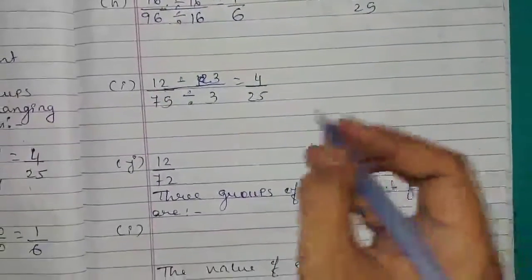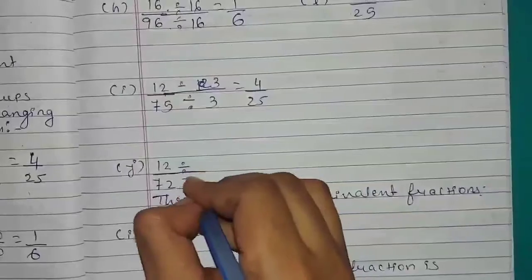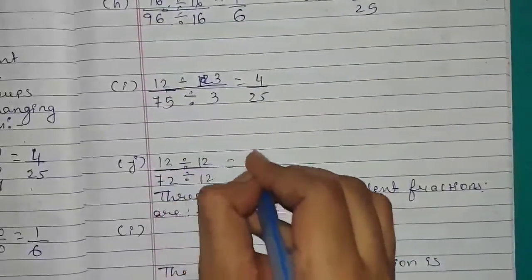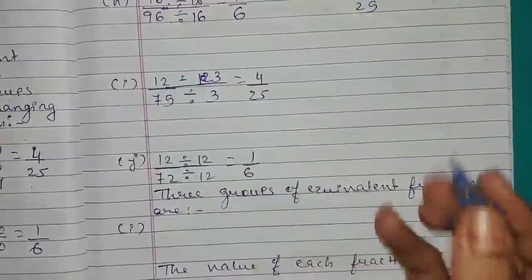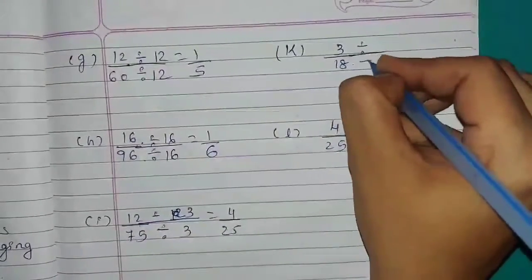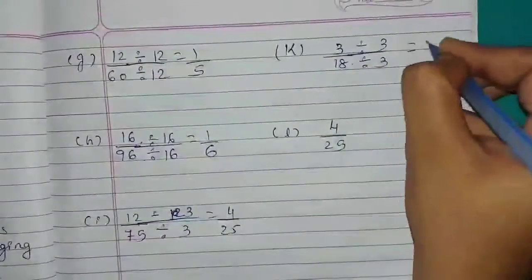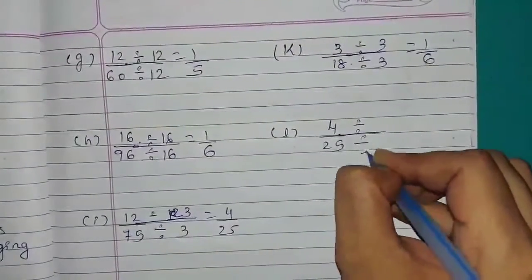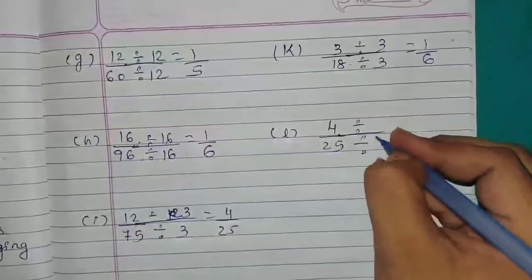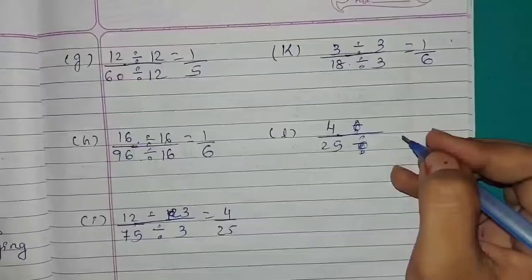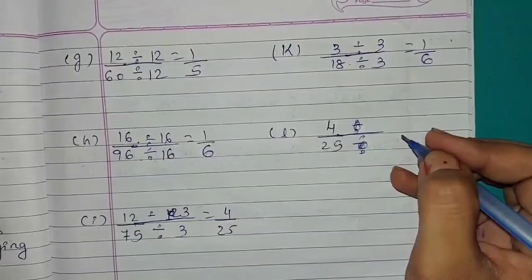Now 12/72. We will divide by 12/12. 12 ones are 12 and 12 6s are 72. 3/18 we will divide by 3/3. 3 ones are 3 and 3 6s are 18. 4/25 is not able to divide, we will not. 4/25 will remain 4/25 only because there is no simpler form.